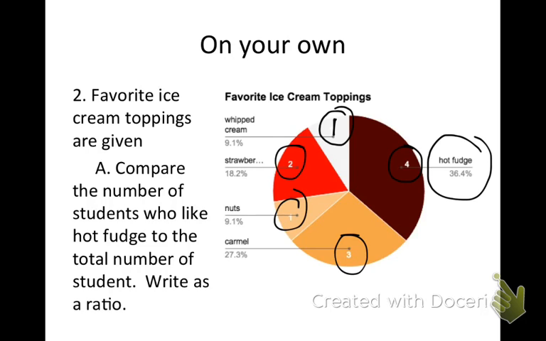But you're going to write a ratio of the students who like fudge to the total number of students. Don't forget to include those students that like fudge in your total number. So go ahead, write that in your notebook, and then insert your answer in the text box on the right.